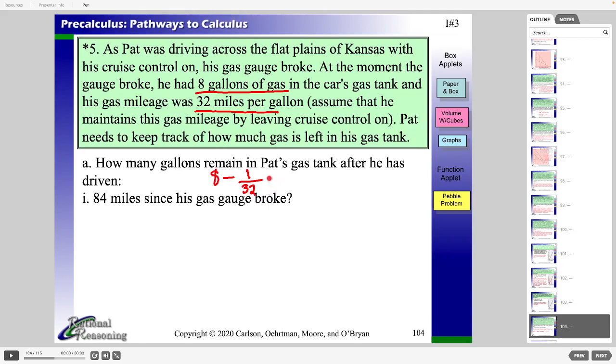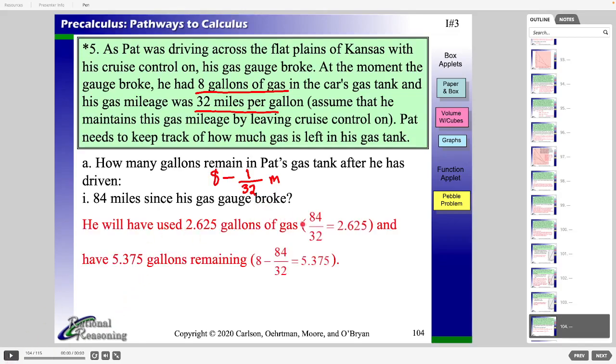And so this will be times the number of miles. So when we go 32 miles, 32 divided by 32 will cancel out here. We'll see that we'll have 8 minus 1. If we go 64, 32 divided into 64, that's 2 gallons that we've used, so we'd be down to 6. Seems to work. Okay, so 84 divided by 32, and that's where the m could be up there, is 2.625 gallons. So you subtract them, that's what we have left.